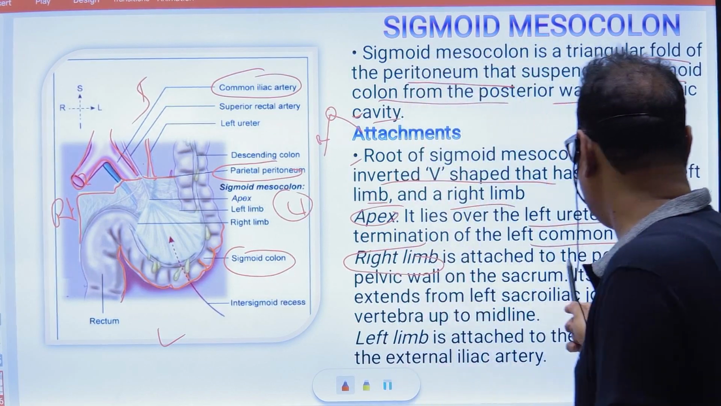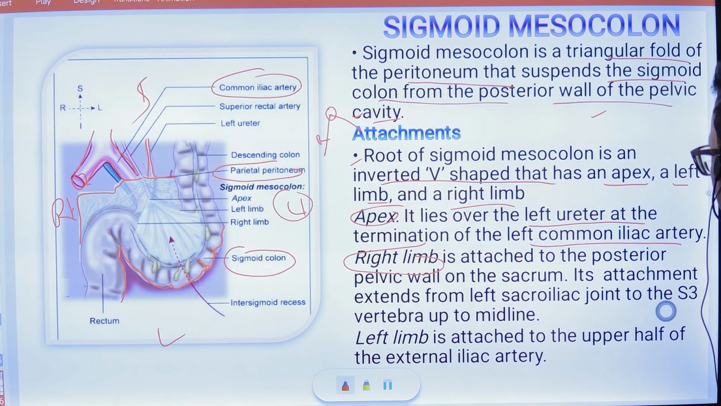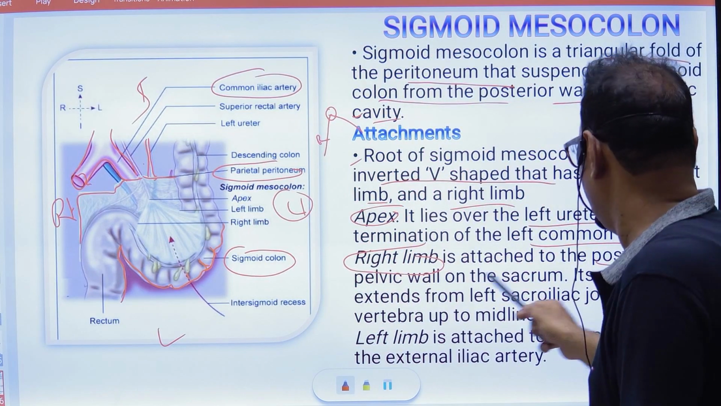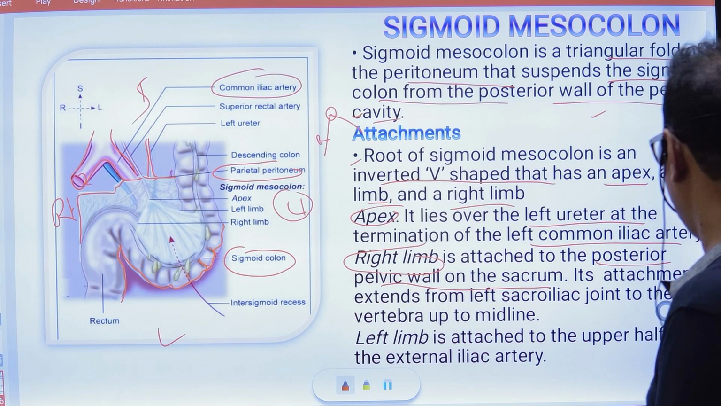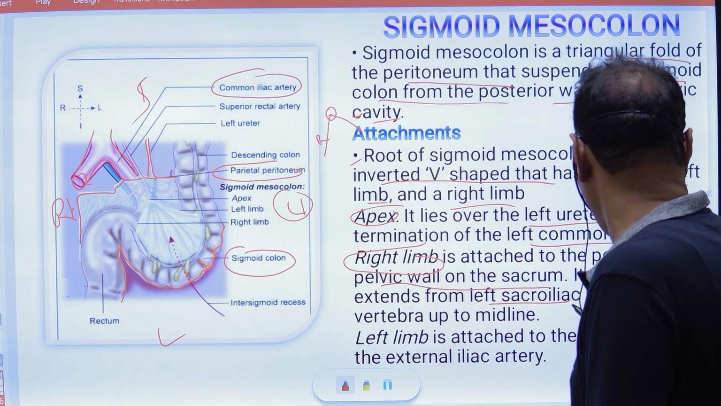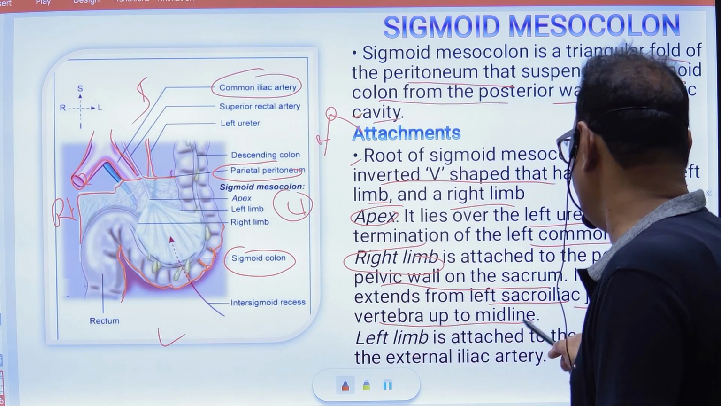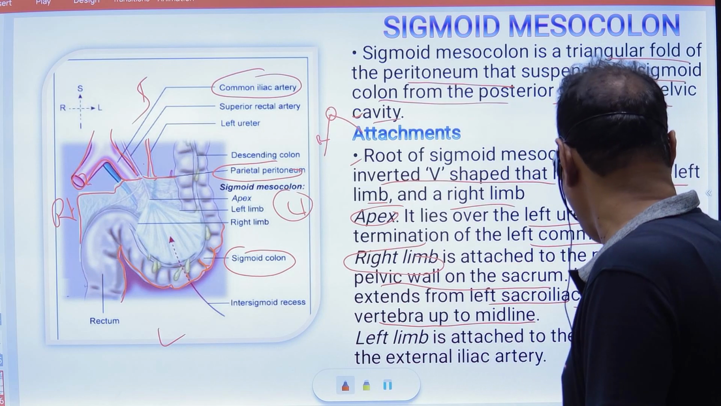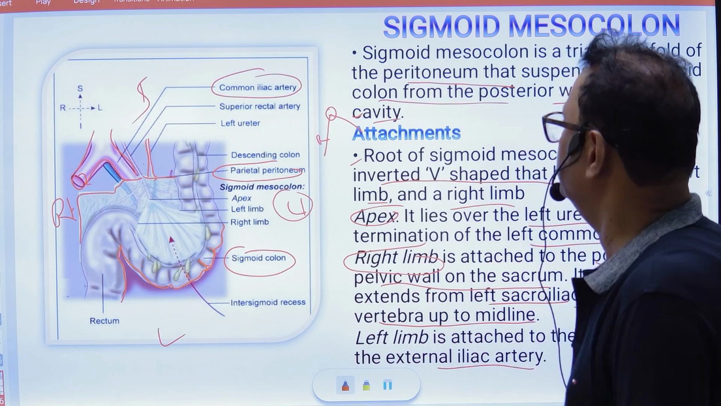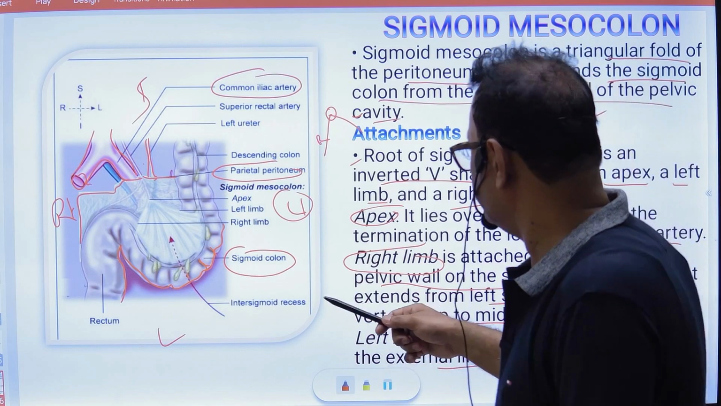Regarding its right limb, it is attached to the pelvic wall of the sacrum, extending from the left sacroiliac joint to the S3 vertebra up to the midline. And the left limb is attached to the upper half of the external iliac artery. You see in the next diagram.